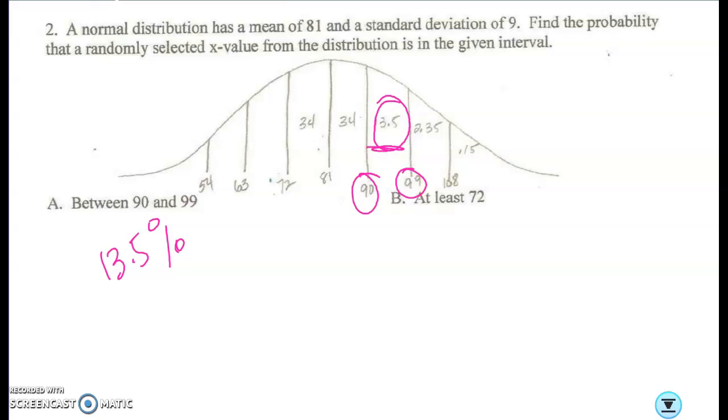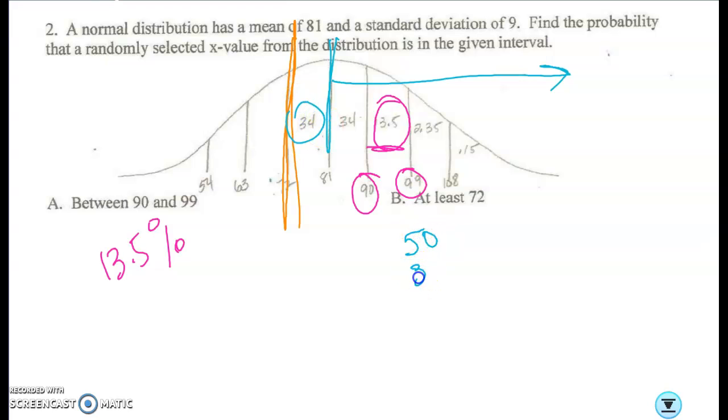numbers. And then this next one saying what percent of the data is at least 72. Well, here's 72. Well, halfway is right here. Here's the mean. So this is the upper half, or 50%. So what I did to figure out this number is I said, okay, 50% plus this 34, and that will give me 84% of the data. So you're figuring out what percent goes along with each standard deviation from the curve.